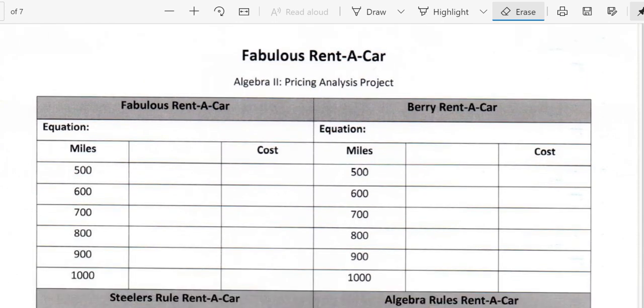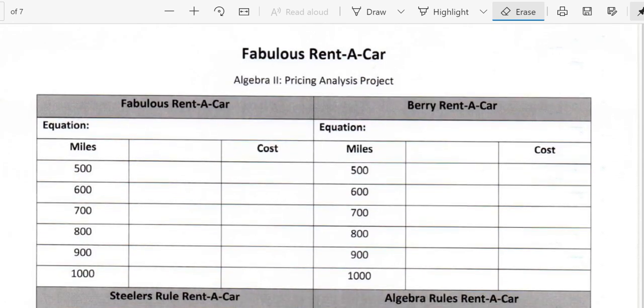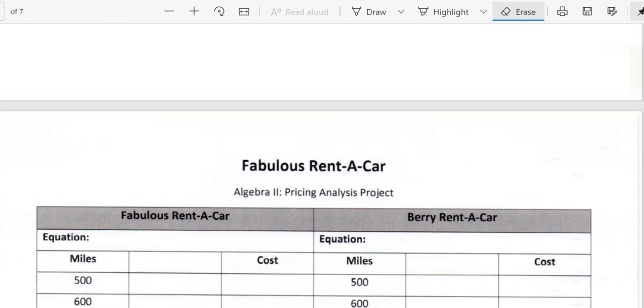And let's just go through the different plans here. So I'm going to help you with maybe 2 of the equations, and then you guys will have to come up with the others on your own, kind of using the same concept that we did. All right, so I'm going to go to Fabulous Rent-A-Car because that's the first rent-a-car company.